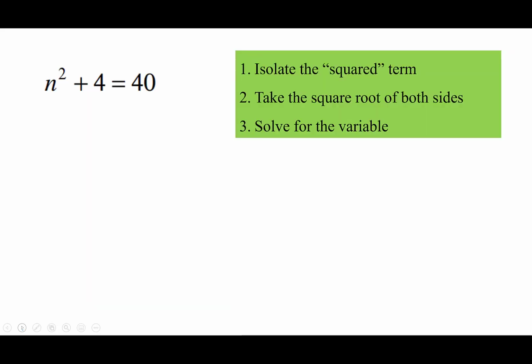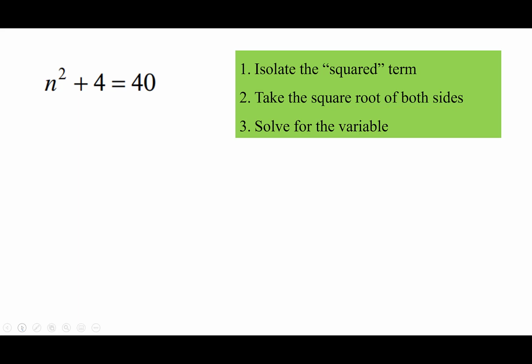I have 3 steps on the far side in the green box that we're going to follow each time. It's going to sound really similar to the steps that we use to solve radical equations. We are going to first isolate the squared term, then we're going to take the square root of both sides, and then solve for the variable.